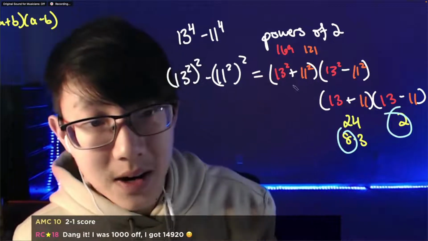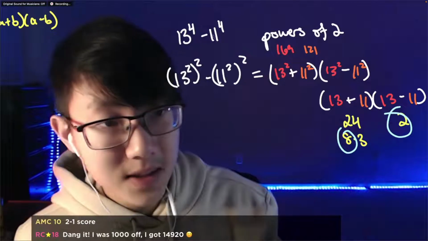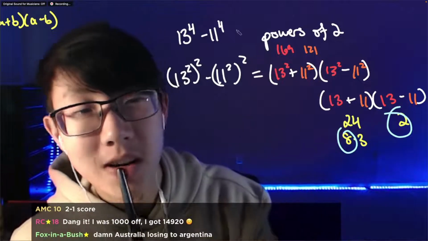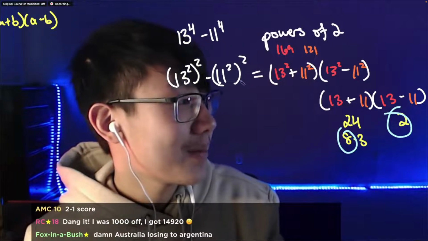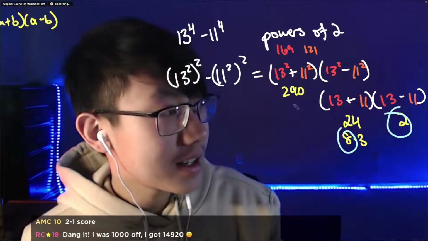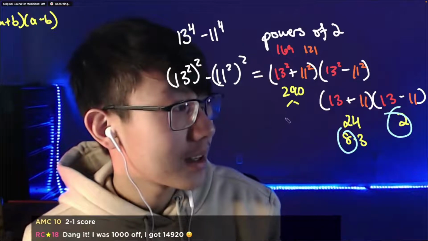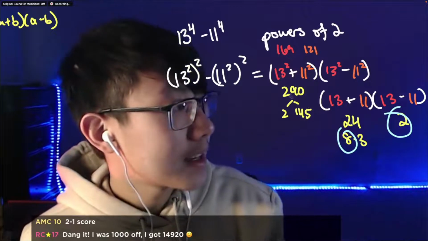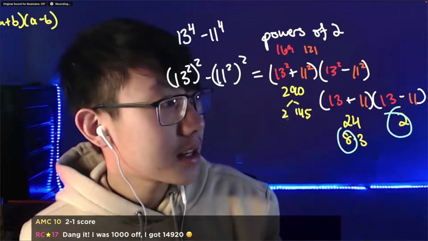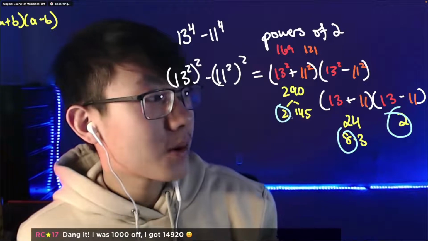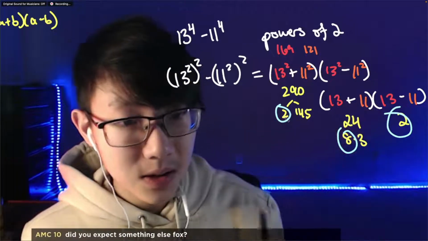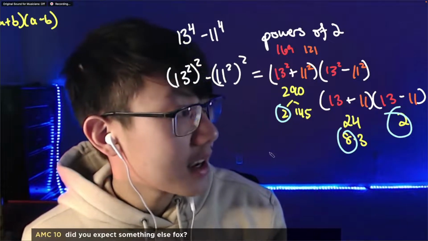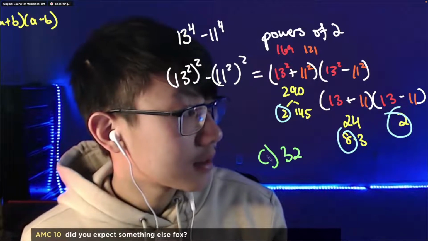Now we have to check how many powers of 2 are in 13 squared plus 11 squared. That's just 169 plus 121, which I believe is 290. How many powers of 2 are in 290? Well, at least 1, right? I can divide it by 2, and then that becomes 145. So just 1, and no more. So in other words, within 13 to the fourth minus 11 to the fourth, there's a 2 times 8 times 2. 2 times 8 times 2 is 32, which means our answer is answer choice 3, 32.